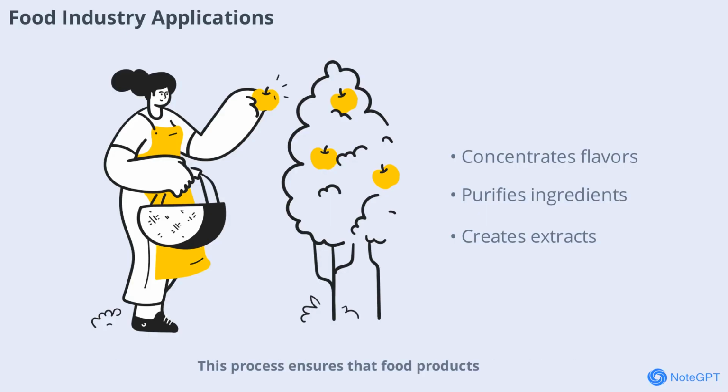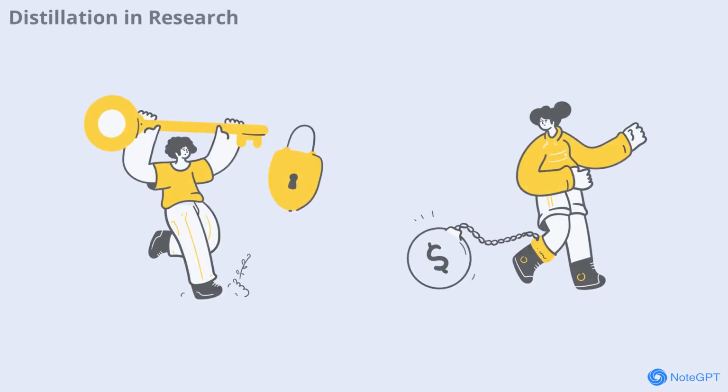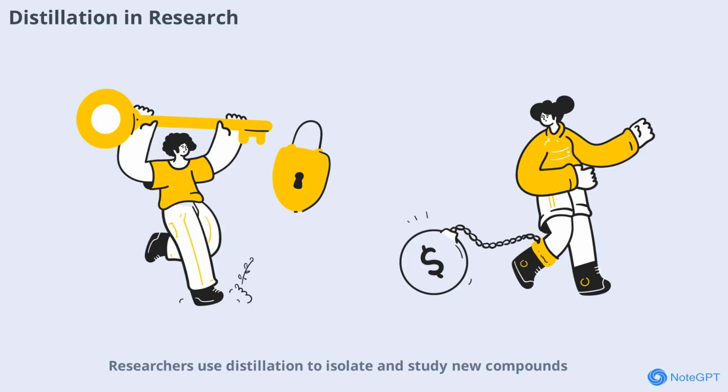This process ensures that food products are both flavorful and safe for consumption. Researchers use distillation to isolate and study new compounds. By separating mixtures into their individual components, scientists can analyze their properties and develop new materials. Distillation remains a fundamental tool in chemical research and discovery.